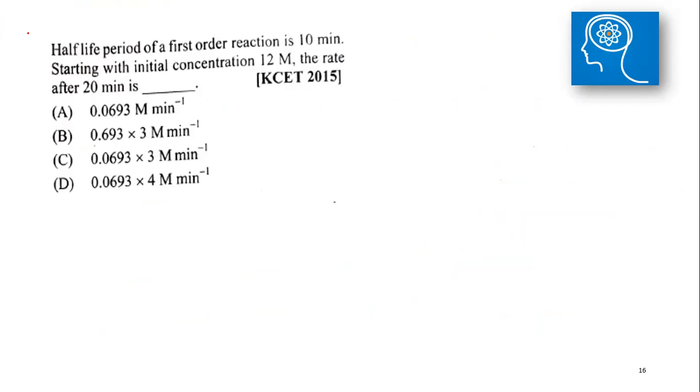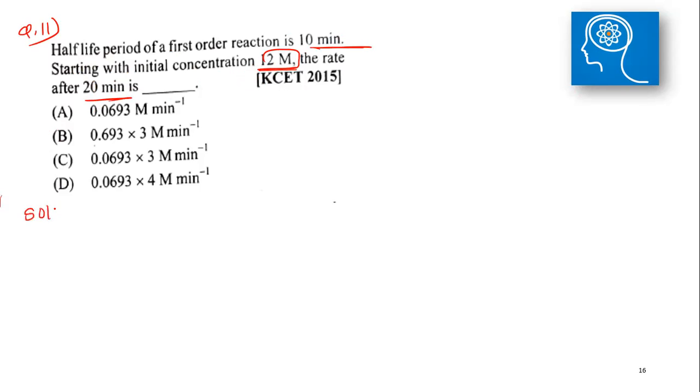Next question is question number 10. Sorry, 11. Question number 11 is, see how to solve. Half life period of first order reaction is 10 minutes. Okay, it is given. Starting with initial concentration, this is initial concentration, that is 12 mole. The rate after 20 minutes is, one time is given as 10 minutes and the other is 20 minutes. So see how I solve it.